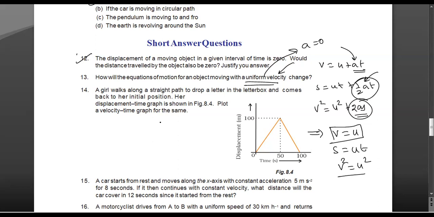Okay, let me explain one thing. If an object is moving from A to B position, and I'm considering that its velocity is positive v, then when it comes from B to A, its velocity will be considered as negative. So how can you explain this in a VT graph? Let me explain. This is 100 meter in 50 seconds and another 100 meter.